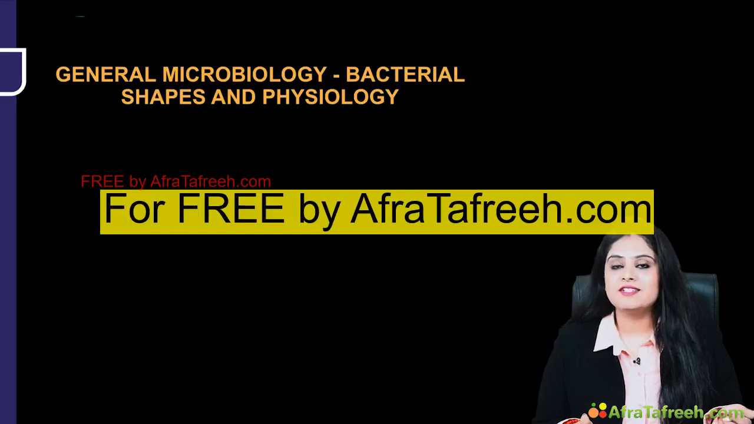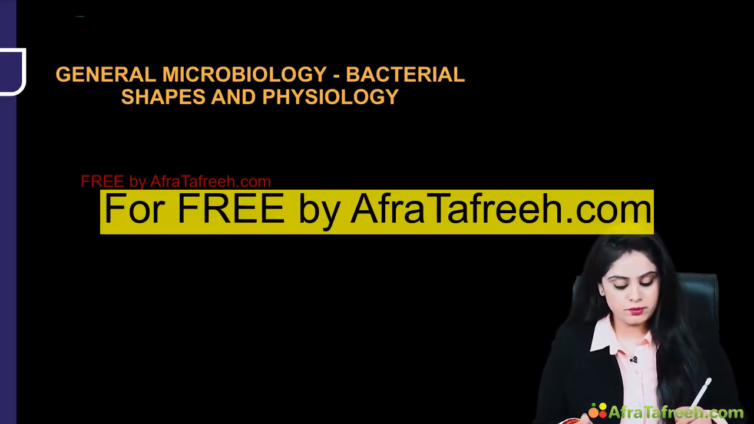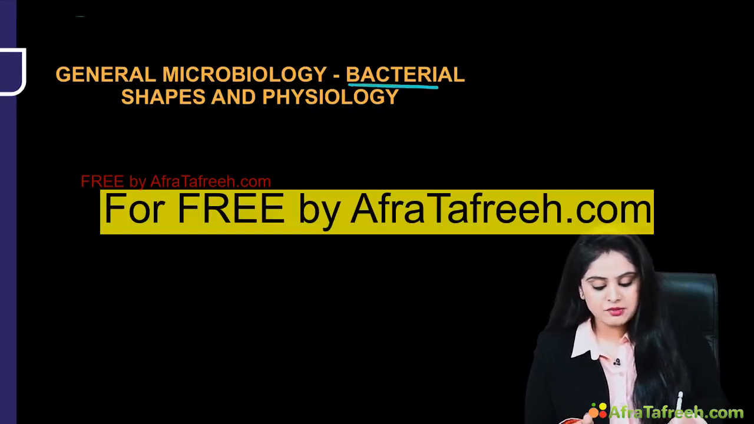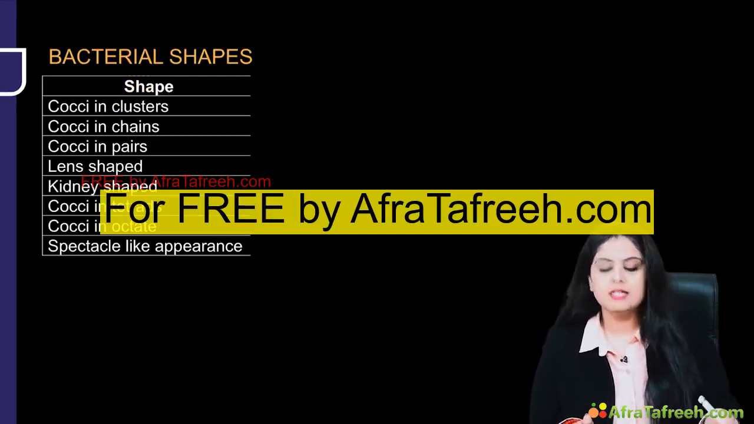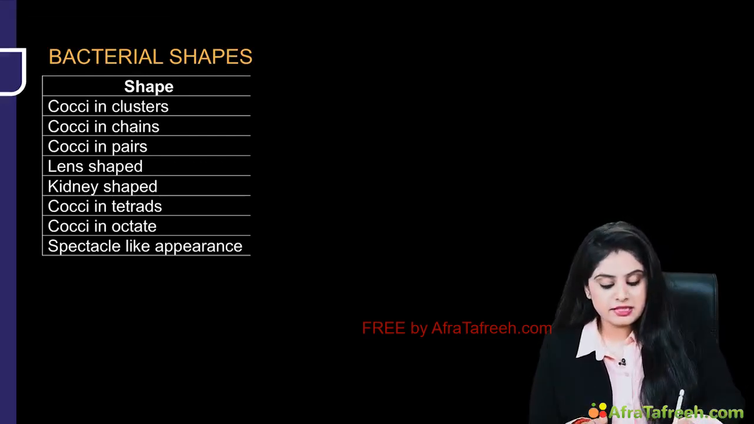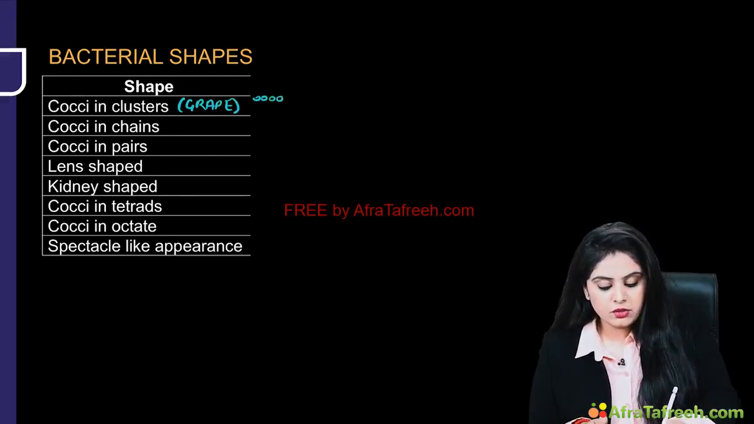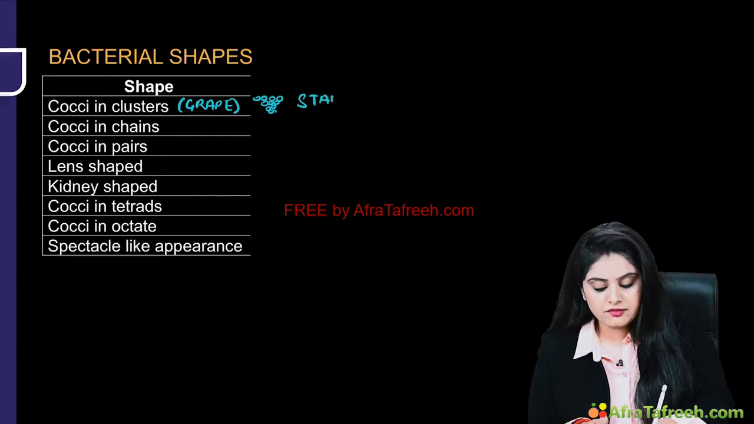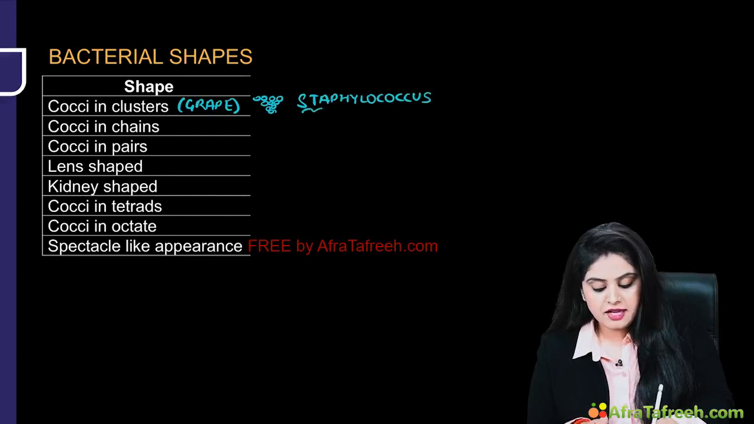Having discussed the bacterial anatomy, let us now start off with two important topics, that is bacterial shapes as well as the bacterial physiology. I'll quickly go through the shapes once, that is the cocci, which are present in clusters. And when I say clusters, I mean grape-like clusters. They are going to look exactly like a bunch of grapes, and that means Staphylococcus aureus. In fact, guys, if you look at the name of Staphylococcus, the word staphyle means bunch of grapes. So Staphylococcus aureus is going to look like a bunch of grapes.